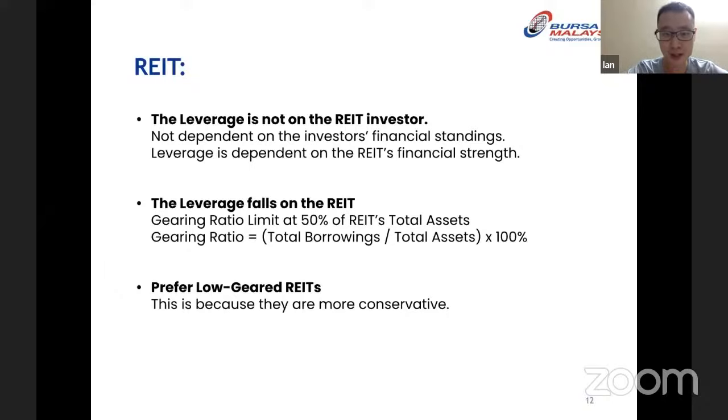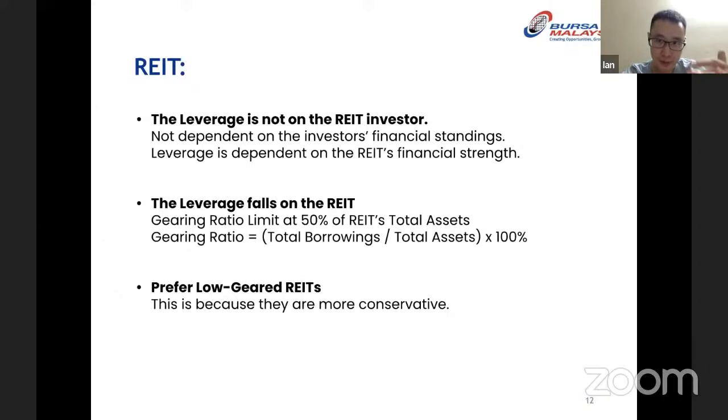So how is it calculated? It's very simple. We take the REIT's total borrowings, divide it by the total asset of the REIT, and multiply by 100%. As long as this ratio is below 50%, that's good enough. For some REITs, sometimes their gearing ratio is about 45%. So if I look at a REIT where the gearing ratio is like 41, 42, 45, 49%, that means the REIT does not have much borrowing capacity to buy new properties for growth.